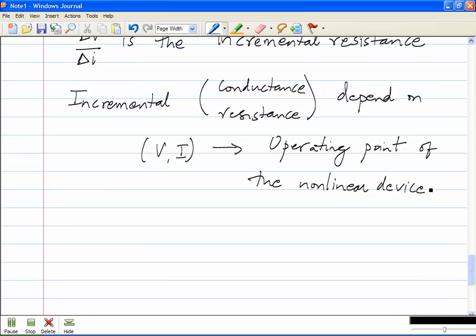That gives you the incremental resistance, or the incremental conductance, of the nonlinear resistor at that particular operating point. So as long as you're always operating in a region close to this operating point, you can expect that if you change the voltage by 1 millivolt, for example, then the change in current will be 1 millivolt times the incremental conductance evaluated at that point.